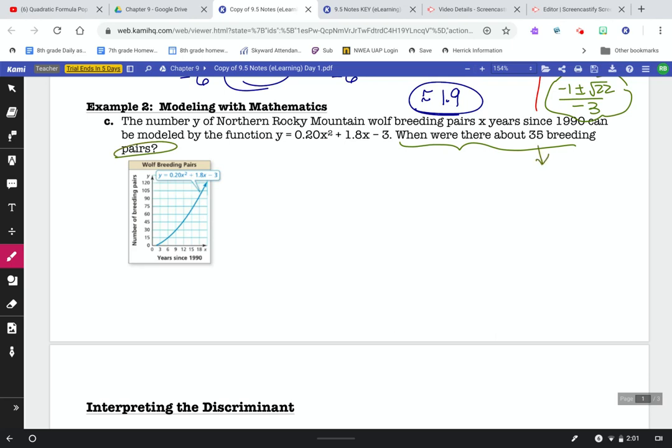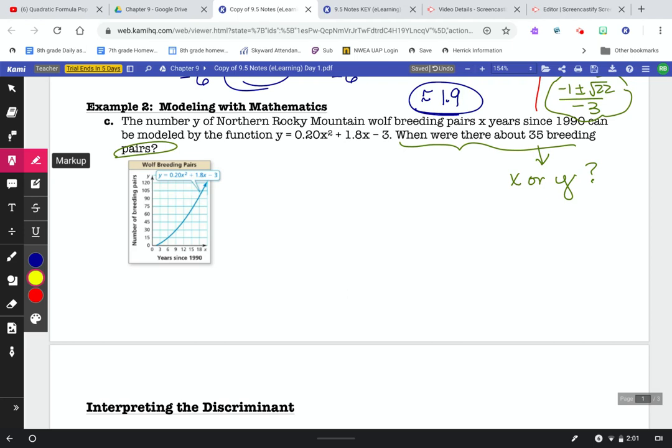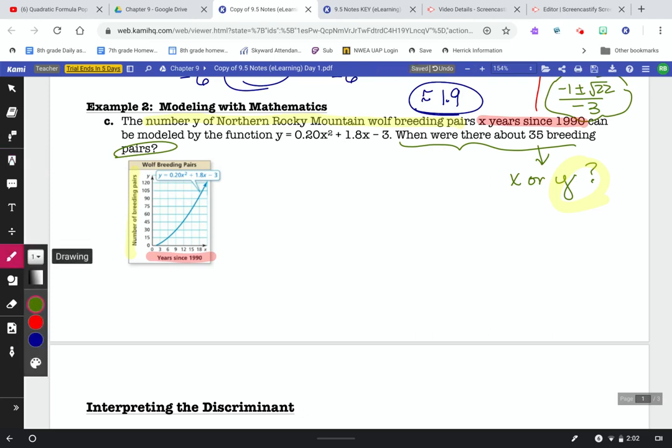We need to know, is this 35 representing the X or Y coordinate? When we go back and read the problem, it says the number Y of Northern Rocky Mountain wolf breeding pairs, and then it says X years since 1990. So since we have 35 breeding pairs, that would be our Y coordinate. You could also look at the graph and you'll see that the y-axis is represented by the number of breeding pairs, which we want to know when it's 35, and the x-axis is years since 1990. Okay, so let's rewrite the equation and let's plug 35 into the y-coordinate.